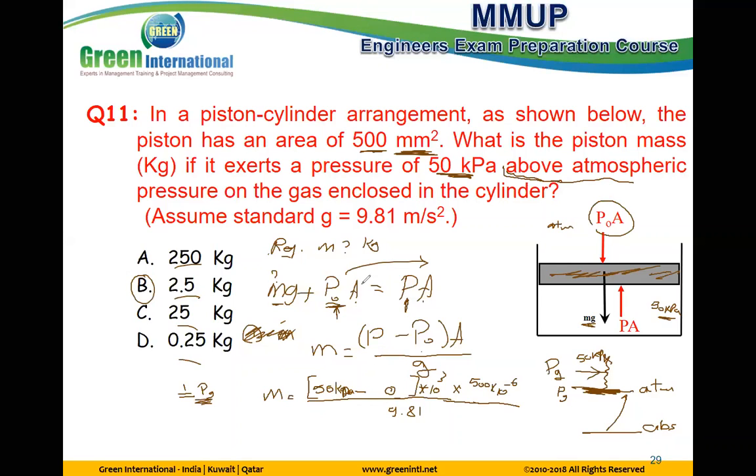Yeah. Go back to P and P node. What is the value for P and P node? P is the pressure inside the piston. It means referred to 50 kilopascal.